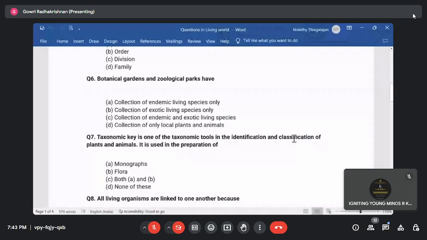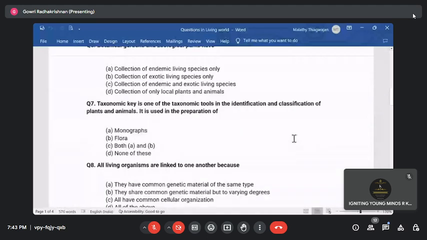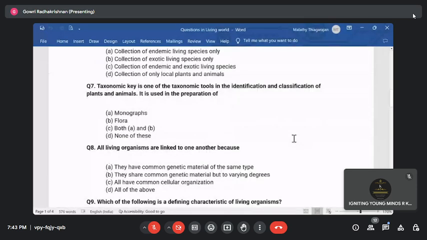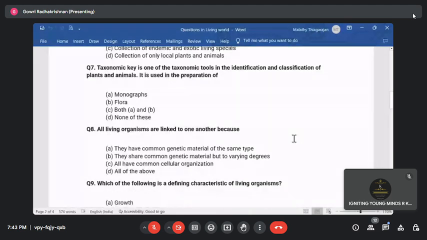Botanical gardens and zoological parks have a collection of endemic living species only, a collection of exotic living species only, a collection of endemic and exotic living species, or a collection of only local plants and animals. Which is the option? Collection of endemic and exotic living species. Yes, correct.